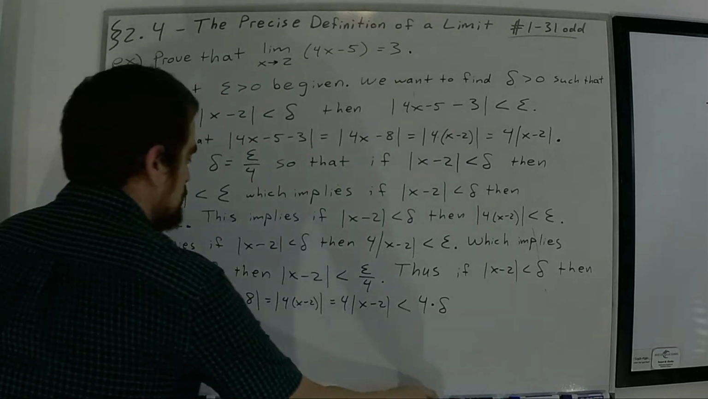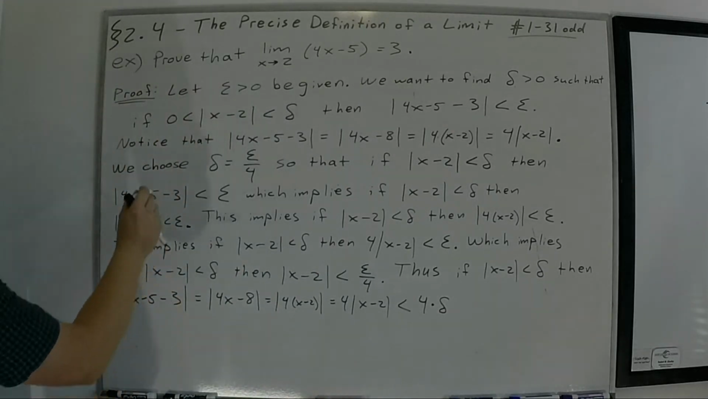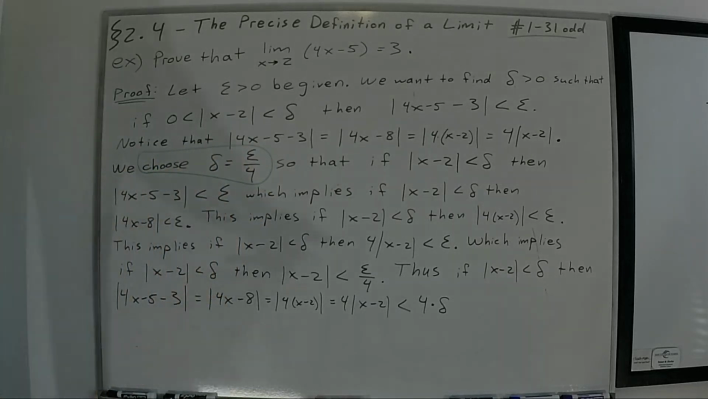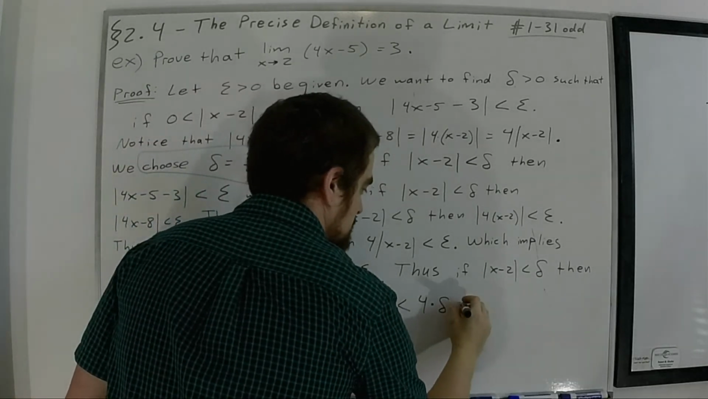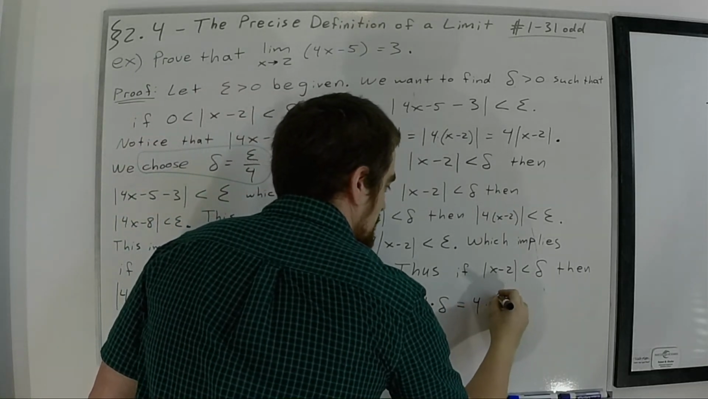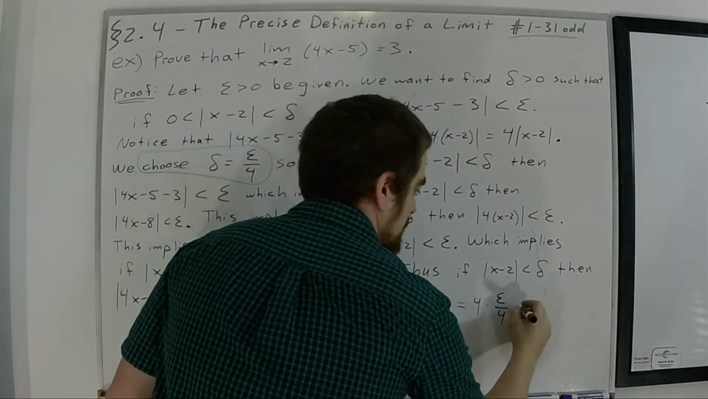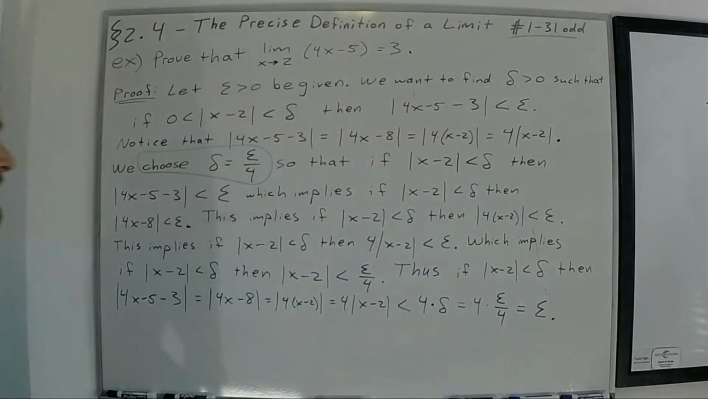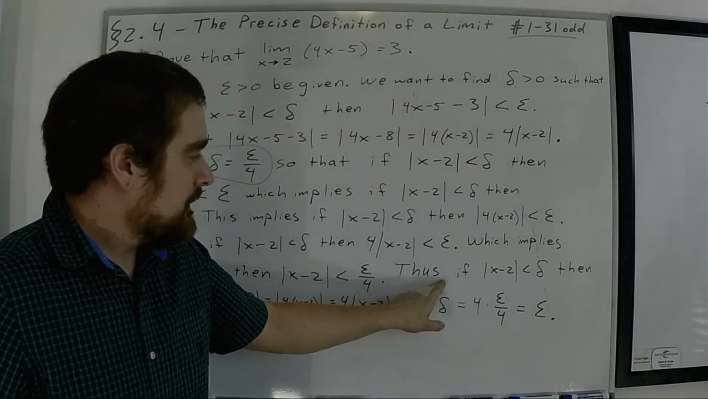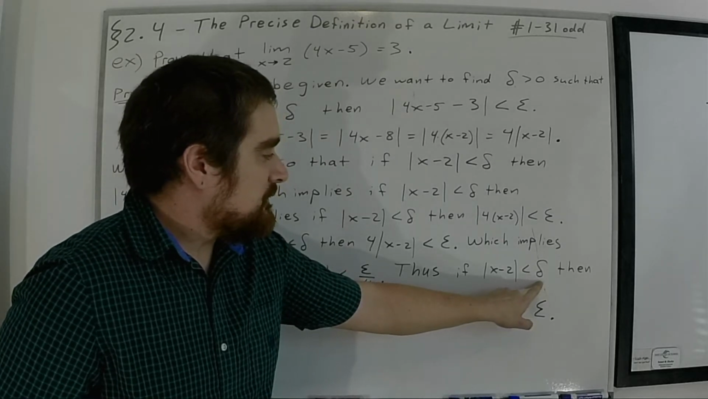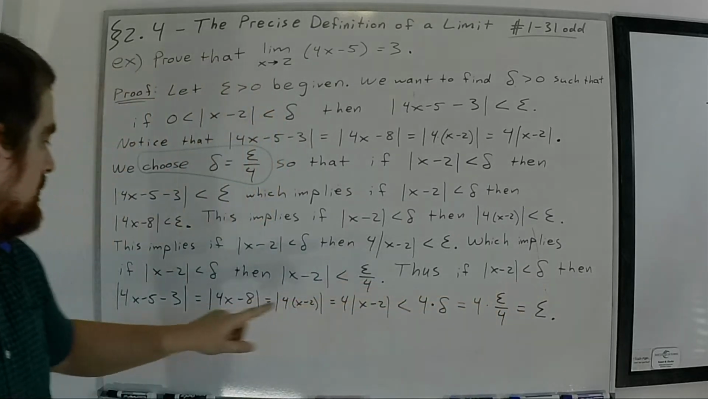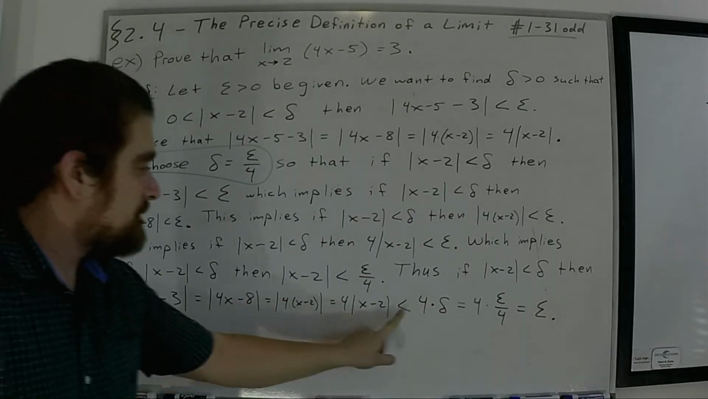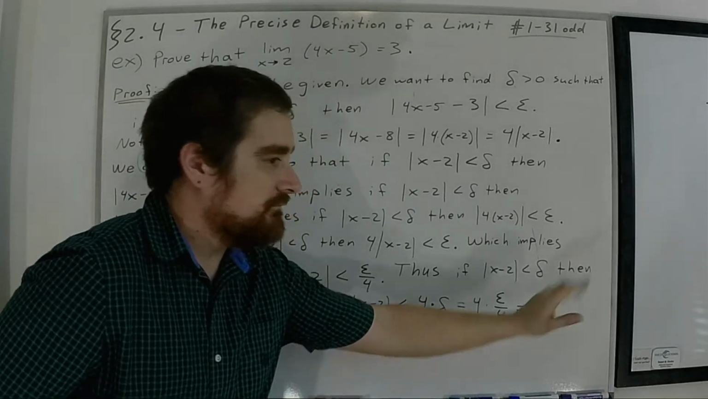But notice that we chose delta to be epsilon over 4. So now I'm going to replace this. This is equal to 4 times epsilon over 4. Multiply by 4, divide by 4, that's just epsilon. And you can see what I've just shown now. If the absolute value of x minus 2 is less than delta, then there's our function minus our limit L must be less than epsilon. And that is the definition.